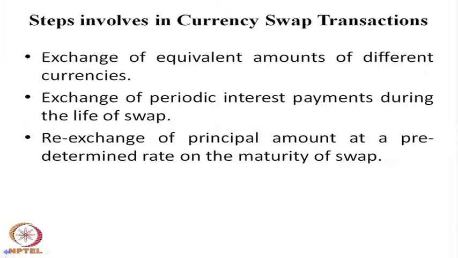When the swap books close, the swap period ends, then again re-exchange the principal or the fixed amount at a particular rate decided by themselves. So, that rate may be the current prevailing rate at that time, or that may be some other rate as designed or decided in the swap transaction process. So, there are three steps in a swap transaction.